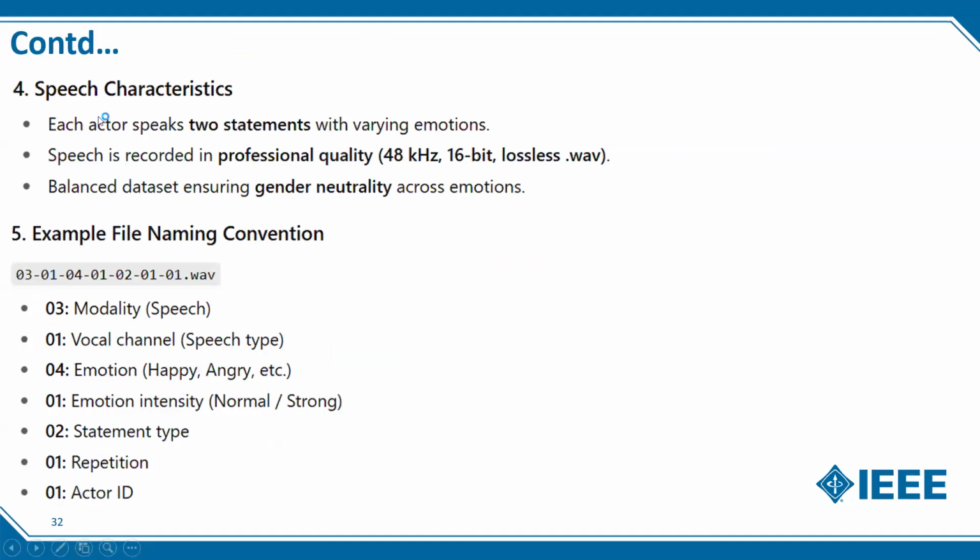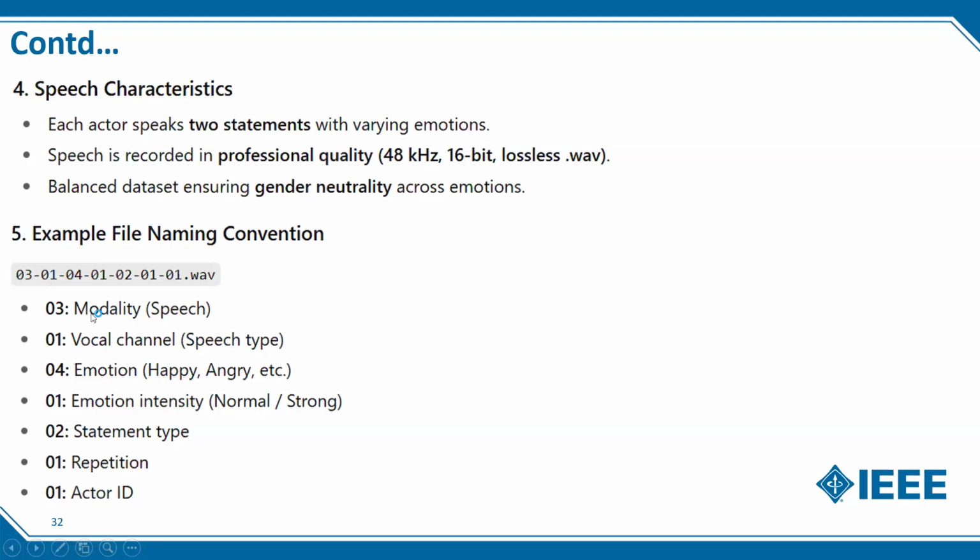So coming to the speech characteristics of the database, it was sampled with a sampling rate of 48 kilohertz, which is higher than the CD quality, which is 44.1 kilohertz, and encoded with 16 bits for precision. And this is how the speech samples are named.